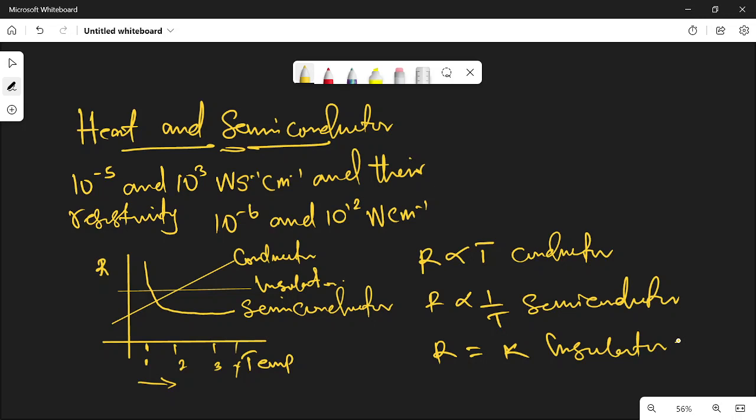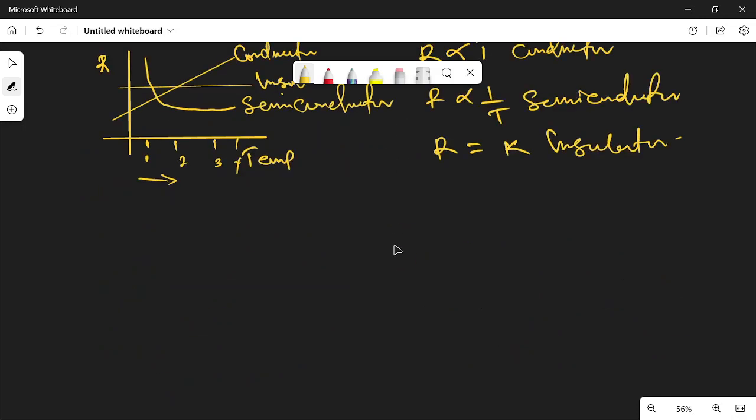For a conductor, the resistance is proportional to the temperature. That is, the higher the resistance, the higher the temperature, and vice versa. But for an insulator, it is constant. So that's that about that. So let's move on to another aspect of the topic, and that is the concept of semiconductor devices.